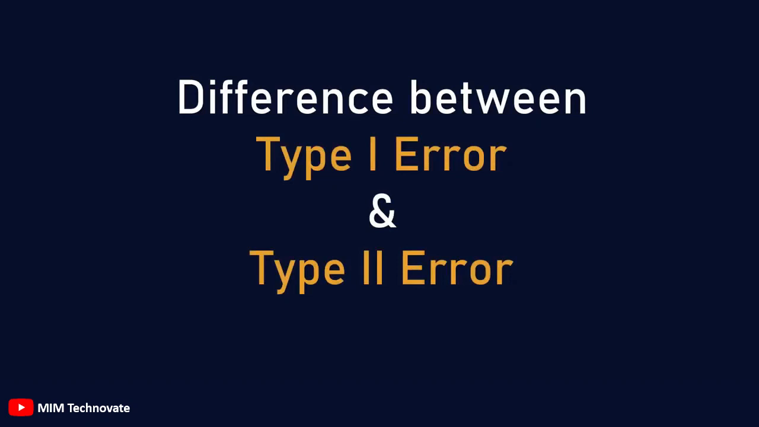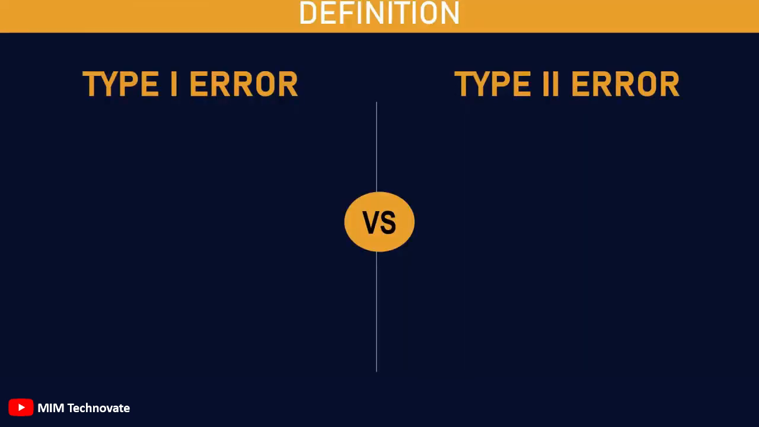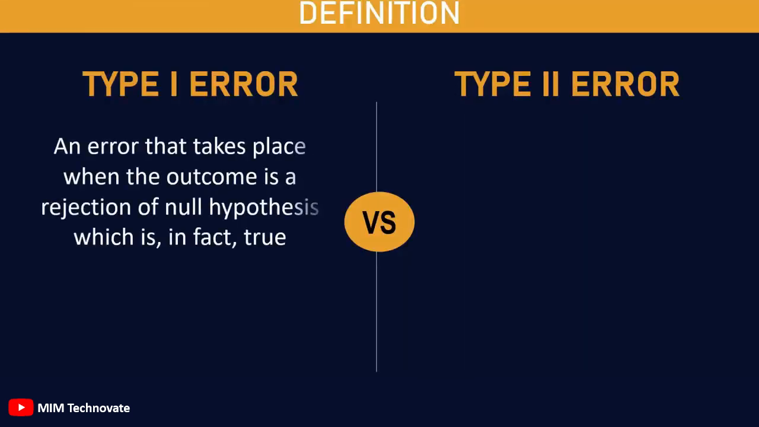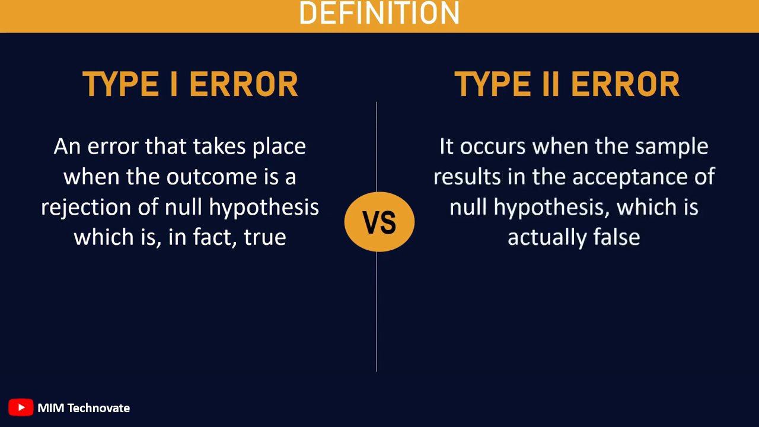Difference between type 1 error and type 2 error in hypothesis testing. Definition: Type 1 error is an error that takes place when the outcome is a rejection of null hypothesis which is in fact true. Whereas type 2 error occurs when the sample results in the acceptance of null hypothesis which is actually false.